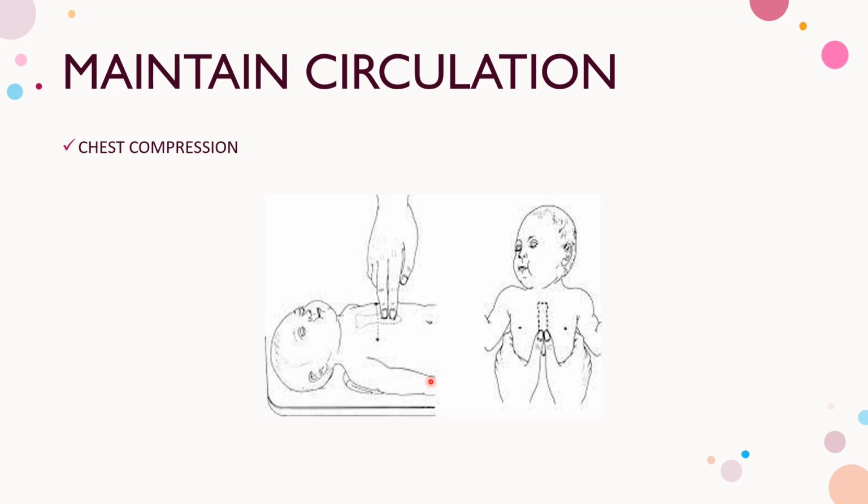So during this chest compression, pressure is applied 1 to 1.5 inches. About 90 chest compressions should be given in a minute. One ventilation should be given after 3 chest compressions. That means 1:3. After a period of 30 seconds of chest compression, heart rate should be checked. So this is how chest compression has to be given.